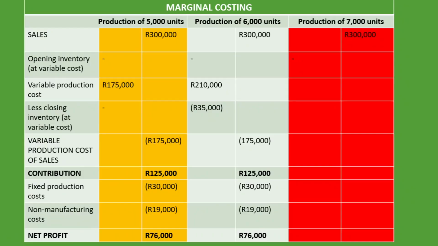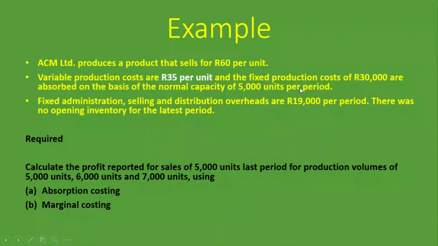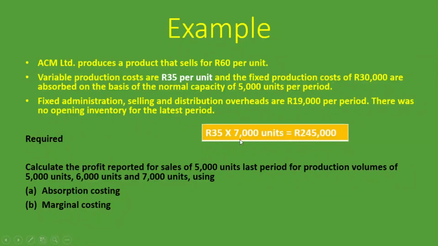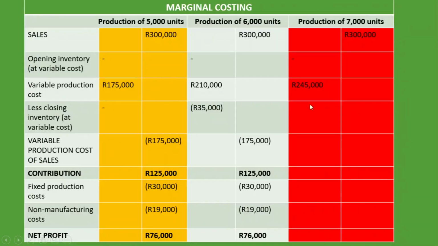And then let's do the last one, where we produce 7,000 units. We have sales of 300,000 rand, no opening inventory. What is the variable production cost? Well, it's 35 rand per unit. So it's 35 rand times the 7,000 units we produced, which is 245,000 rand.